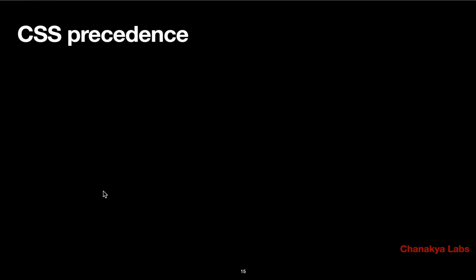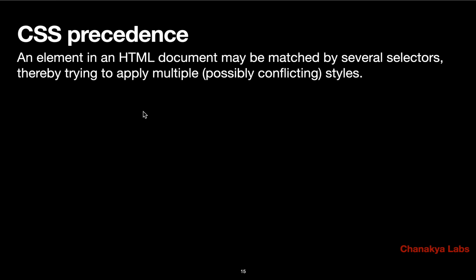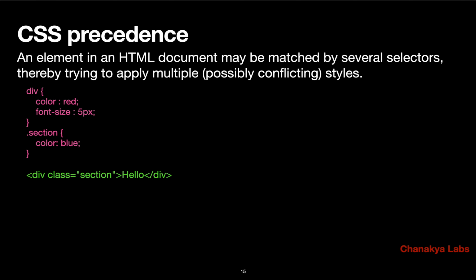Okay, now we are going to talk about CSS precedence. We already saw that an HTML document can be matched by several selectors, and they can apply multiple styles. In fact, some styles might possibly be conflicting. So how do we resolve them?